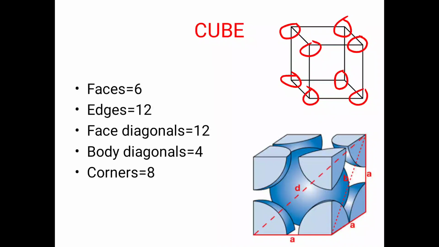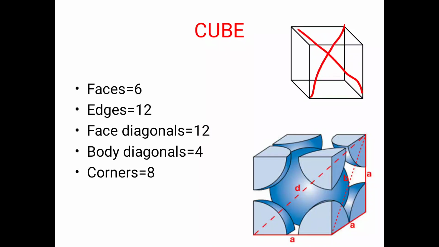Now you need to know very well the difference between body diagonal and face diagonal. This one is your face diagonal, that is around the face. But body diagonal will come from inside, from here to here. Like that you see 4 body diagonals, but face diagonals you see 12. Your one face diagonal is this, but your body diagonal comes from this point right here.